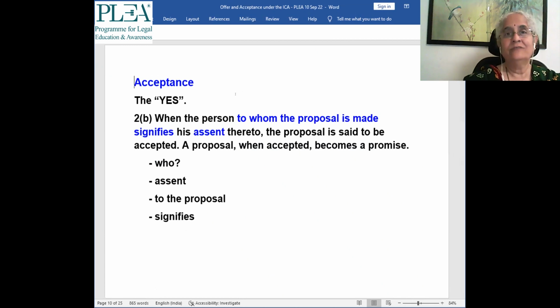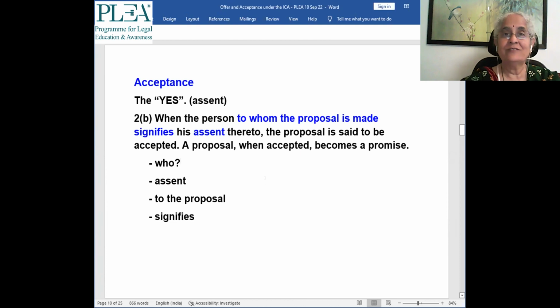The yes to the offer is the acceptance, the assent. This was the word used in proposal. That is the word used in the definition of acceptance. Section 2, clause (b), defines acceptance. When the person to whom the proposal is made signifies his assent thereto, the proposal is said to be accepted. A proposal, when accepted, becomes a promise. The person to whom the proposal is made. So that tells us who should accept.